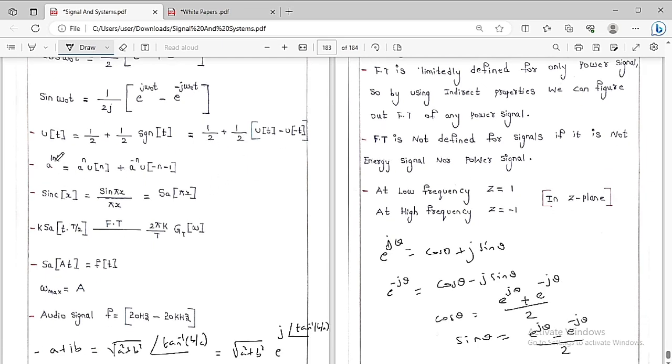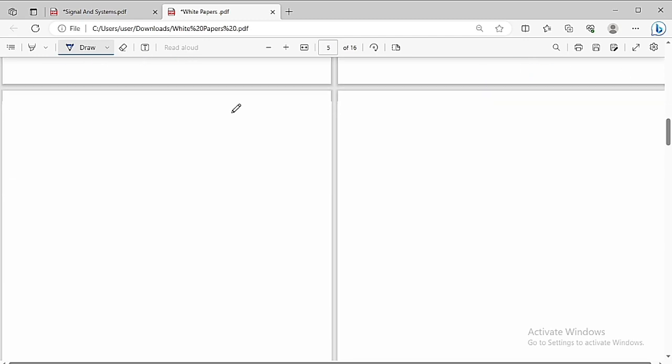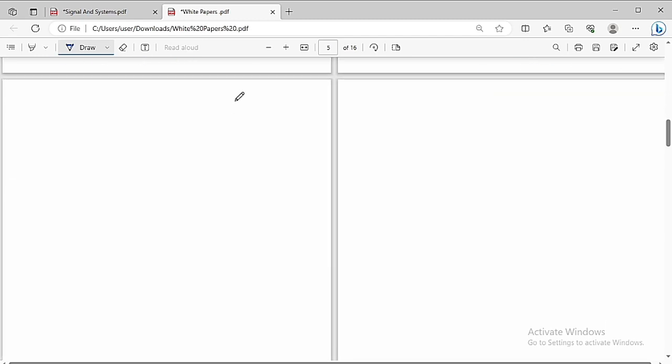a to the power of mod n, how can we write it? It is equal to a to the power of n into u of n plus a to the power of minus n into u of minus n minus 1. Why it is like this, we will discuss here. So listen carefully. A to the power of mod n.